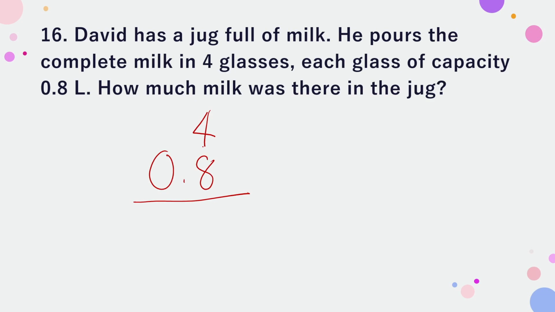So I have 4 times 8, that's 32. And I have one decimal number. This will be 3.2 liters of milk ang naa sa jug. Nya kanang 3.2 liters gitunga sa 4 ka glasses mao nang each glass is 0.8 liters.